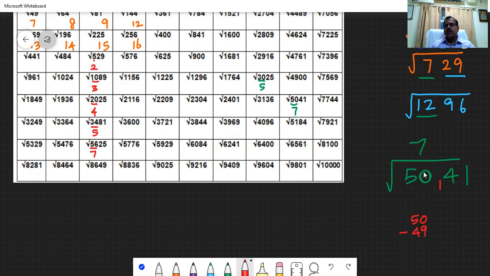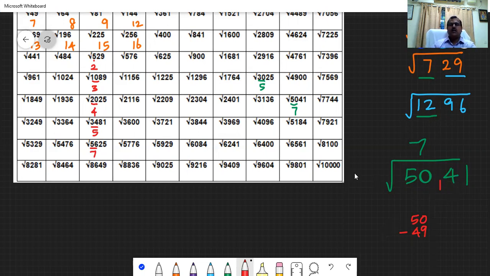Now the first part is 50. When you find the square root of 50, 7 is the number. 7 sevens are 49. Subtract 49 from 50. How much? 1. That remainder 1 should be written in front of the next digit. It becomes 14. Read this 1 and 4 as 14.